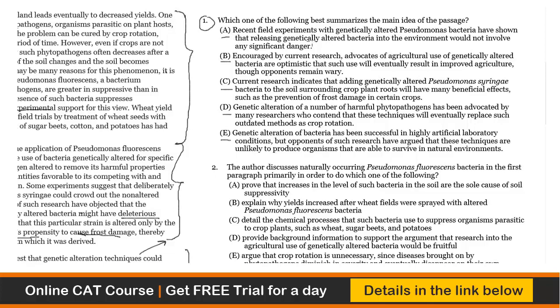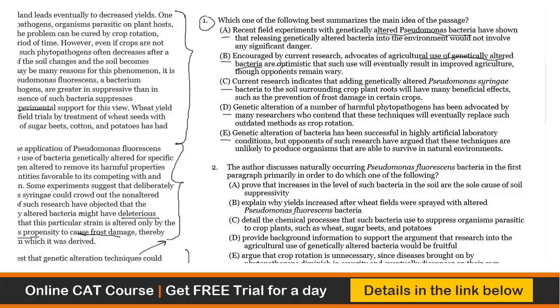So it says, recent field experiments with genetically altered Pseudomonas bacteria have shown that releasing genetically altered bacteria into the environment would not involve any significant danger. Looks good. We can shortlist this. But let's look at the other choices. Encouraged by current research, advocates of agricultural use of genetically altered bacteria are optimistic. But the problem is, in option B, the author uses the words genetically altered bacteria. And option A focuses on genetically altered Pseudomonas bacteria.